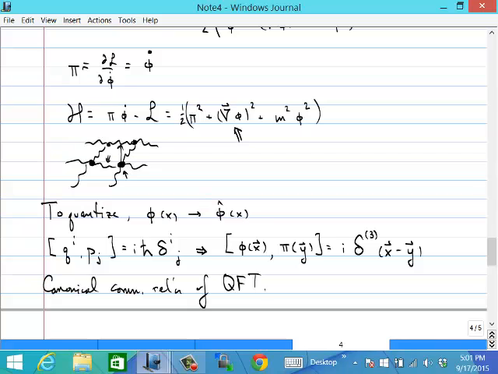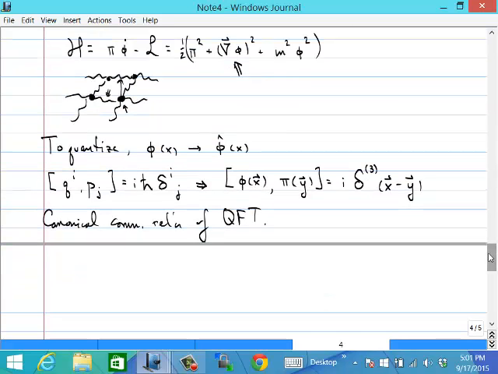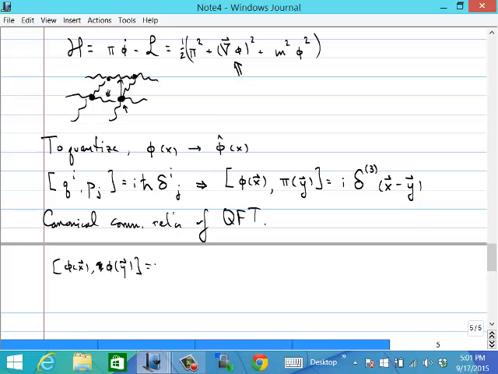It plays the same role in quantum field theory that the commutator of x and p, being i h bar, does in quantum mechanics. And just as q with q commutes with itself, phi with phi will commute with itself, and pi with pi will commute with itself. So for example, phi of x with phi of y will be equal to 0, as will pi of x with pi of y.